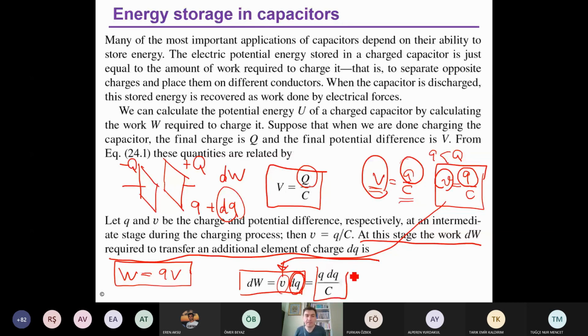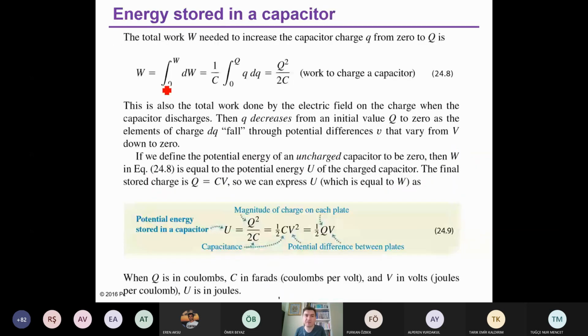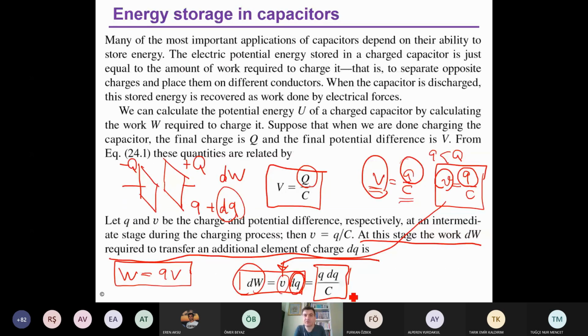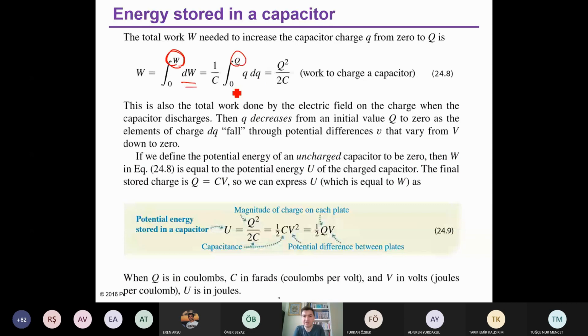At the beginning, if there is no charge, the work is 0. And in the maximum case, if we totally charge the capacitor with Q charge, then the work will be maximum. Then just integrate from 0 to the maximum work, and use this dW equation: q dq over C, and the charge will increase from 0 to Q. At the beginning we have 0 charge on the plates, and finally the charge will increase up to Q.